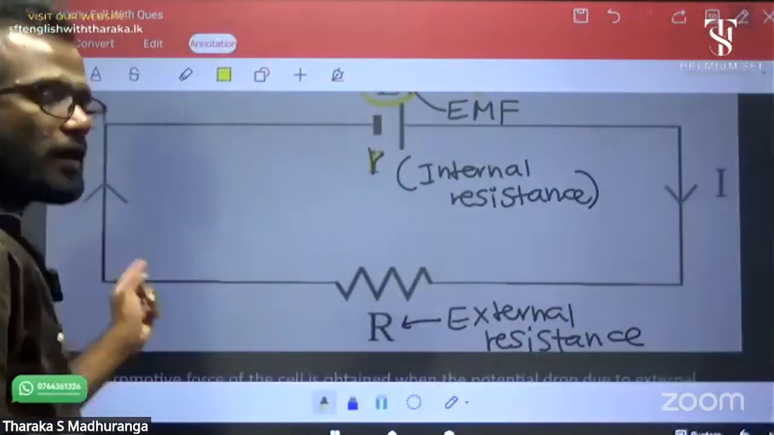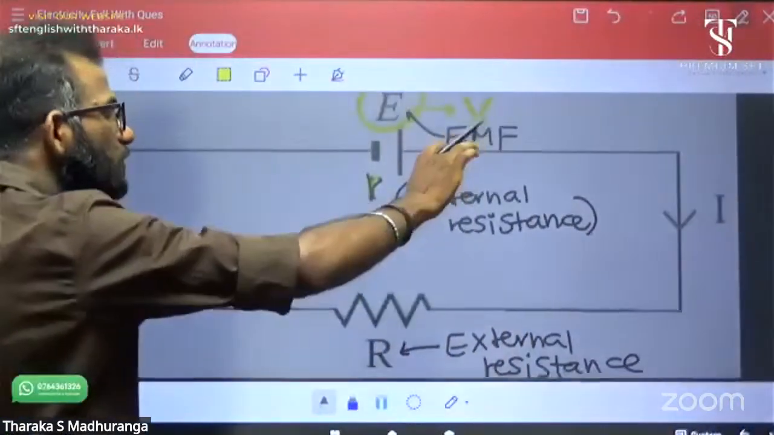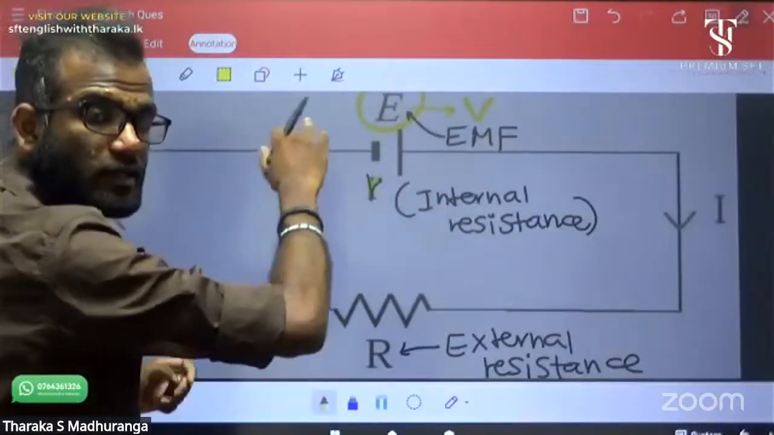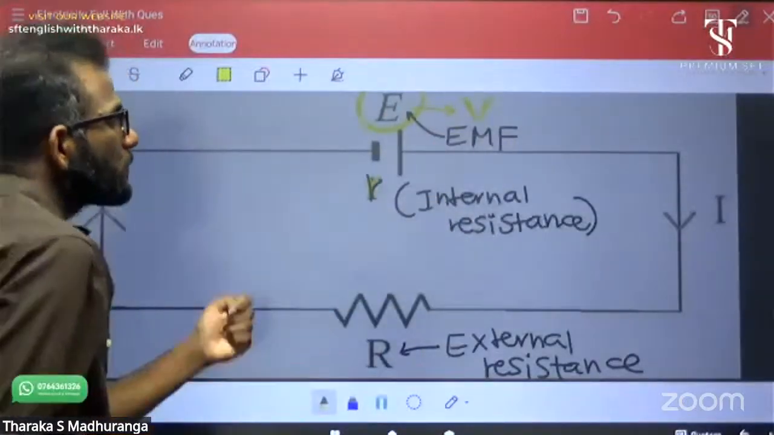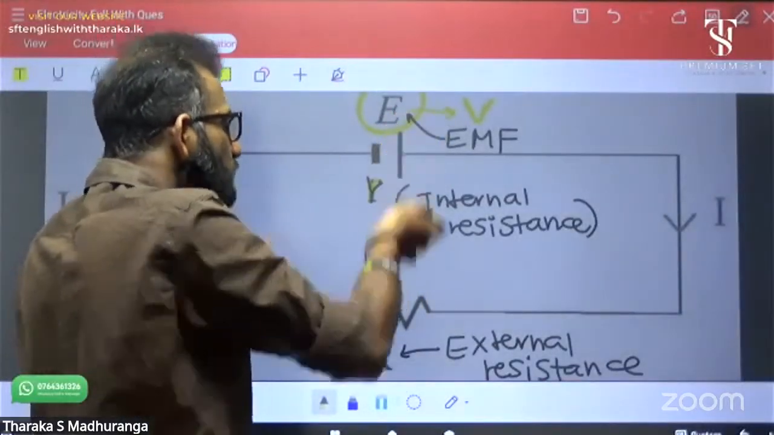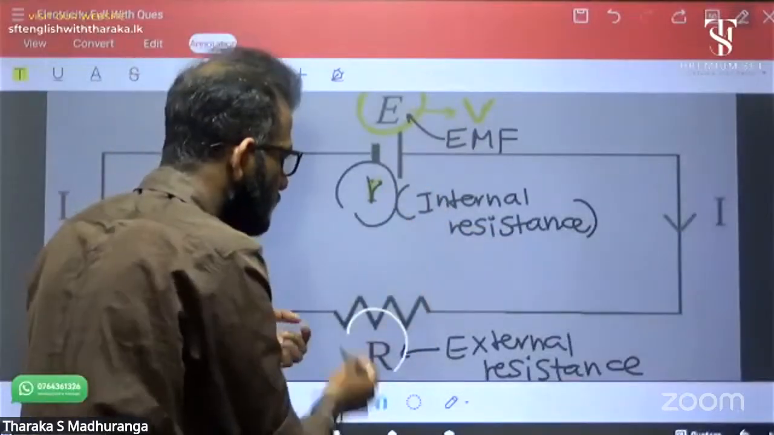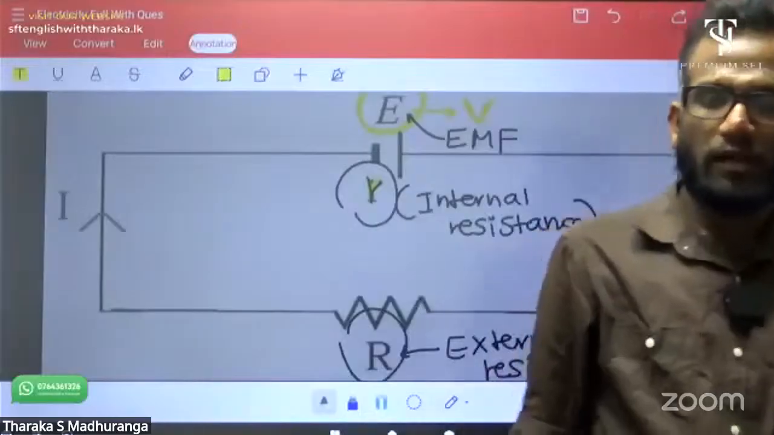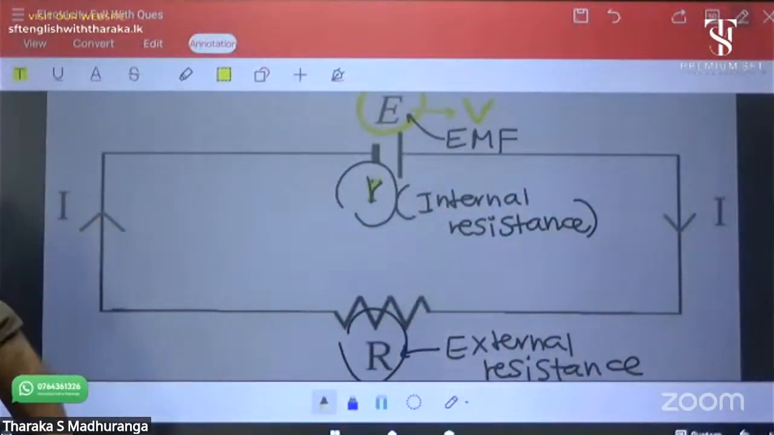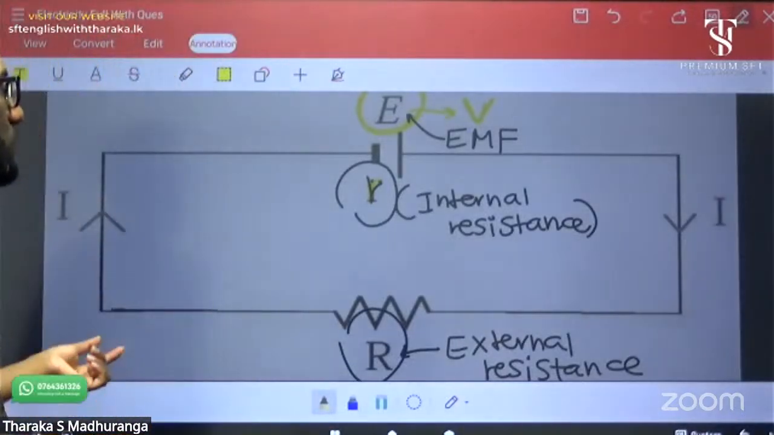What's the meaning of I? I is the current, always. Now, if you have a closed circuit, in this closed system the potential difference of this battery is less than the electromotive force due to this internal resistance and the external resistance. Internal and external resistance make the potential difference of the battery less than the electromotive force. Okay, that's the basic story.